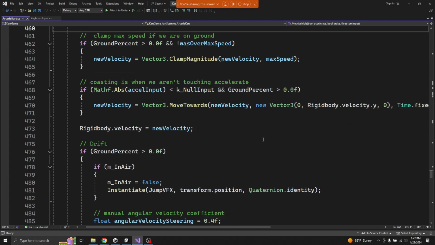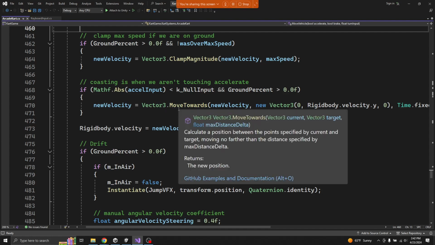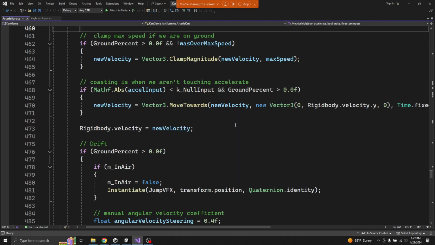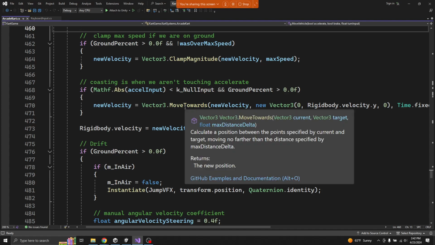And coasting is when we aren't touching. Okay, right. So coasting means we still have some acceleration, but we're not accelerating. The user's not either trying to accelerate or brake. And we should just be moving forward, but kind of slowing down. So this is that move towards, like Vector3.MoveTowards. So calculate a position between 2 points, like where we currently are and our target where we would be going. And just how far along, very similar to that blend between A and B, like where are we, T.